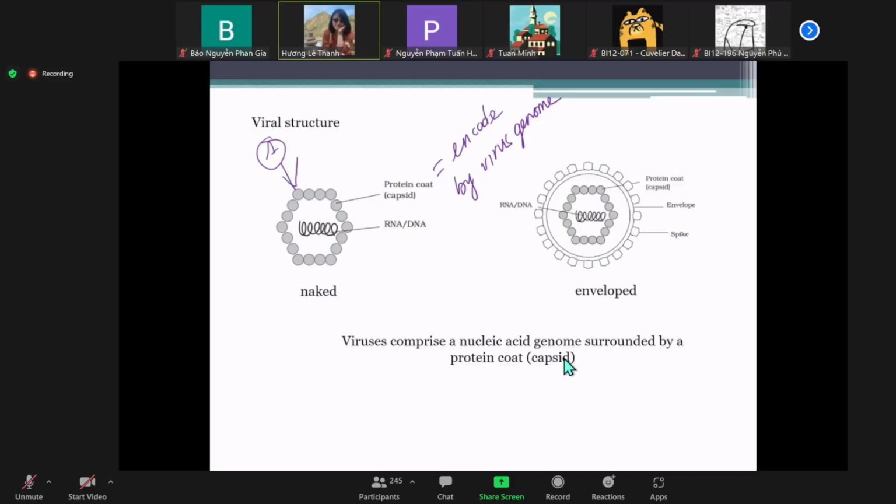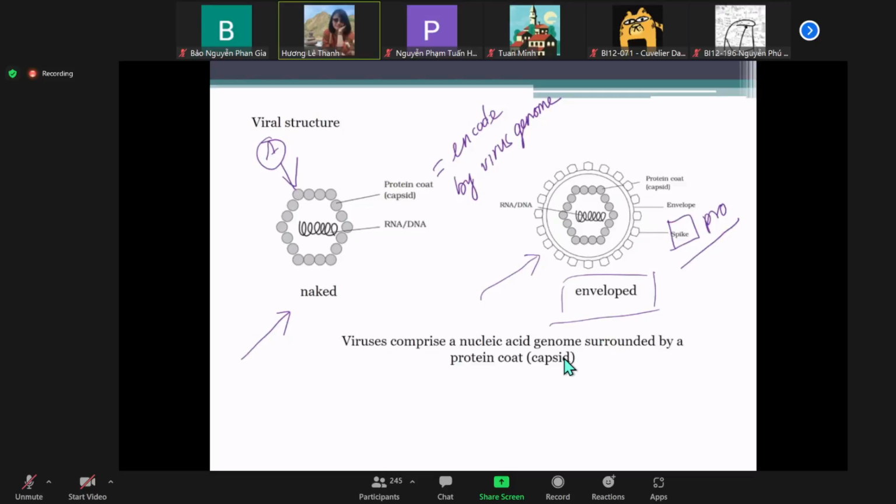These kinds of virus we call naked viruses because they don't have an envelope here. The second type of virus is enveloped. Envelopes are much more common in animal viruses than in plant viruses. The envelope is a lipid bilayer covering the virus, and it is derived from the nuclear or cytoplasmic membranes of the previous host cells. And pay attention, we have some spike proteins here.